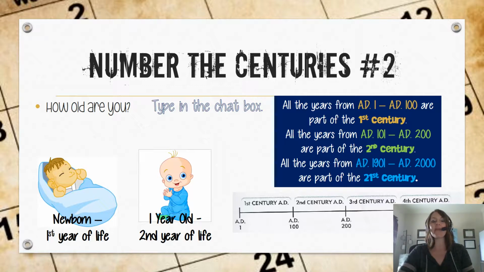And that's how we number centuries as well. All the years from AD 1 to 100 are part of the first century. All the years from 101 to 200 are part of the second century. It can get a little bit confusing, but always think back to how old you are and what year of life you are actually in, and it'll help you to remember how you name centuries as well.